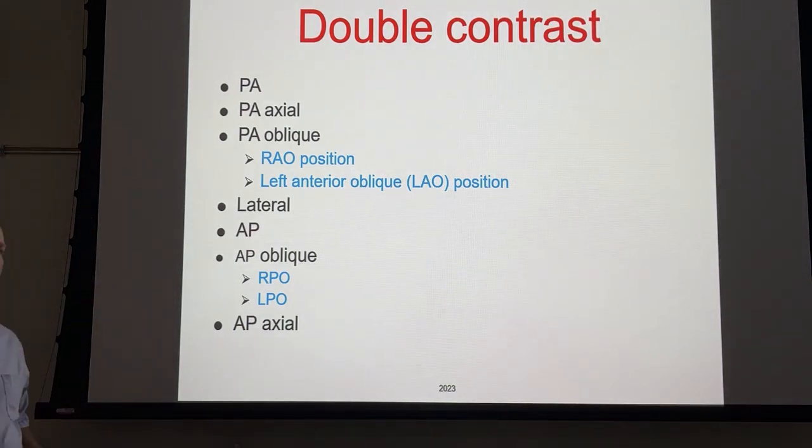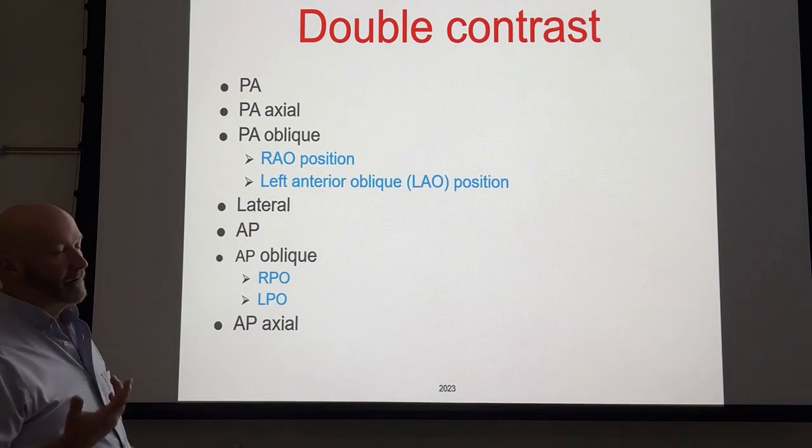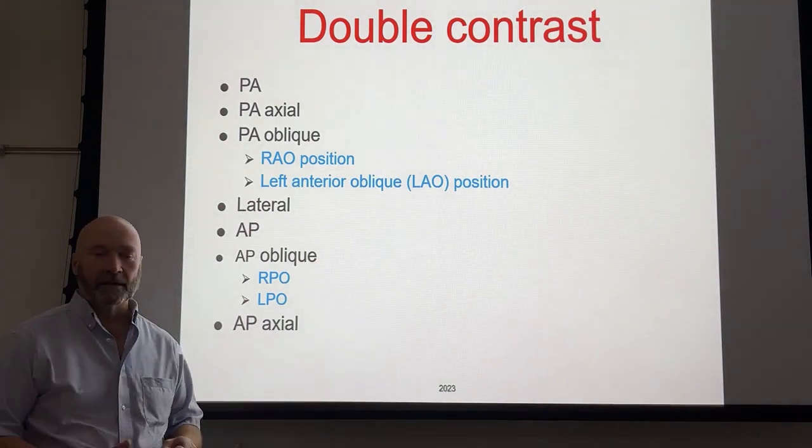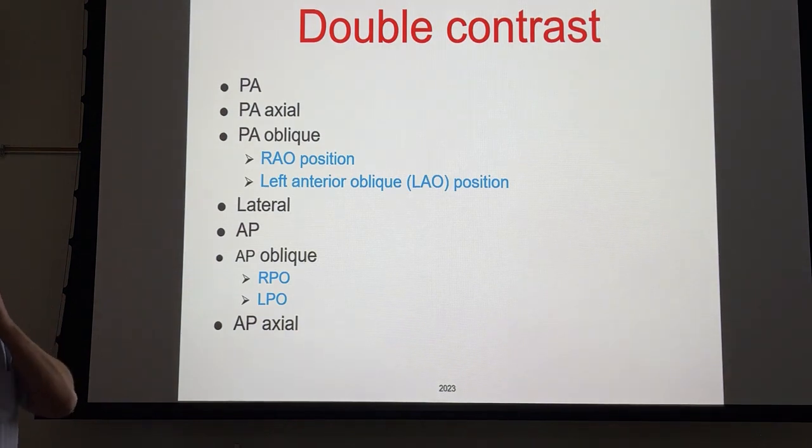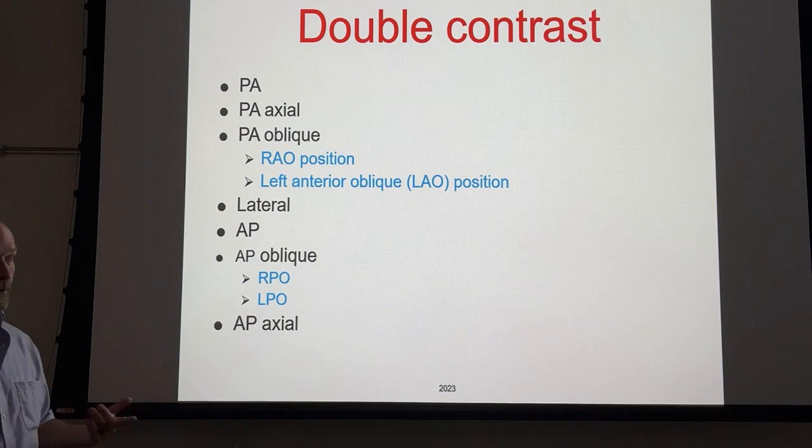We see a lot of diverticula in the colon. We see quite a bit of colitis in the colon. So we need to see that mucosal lining well. So in a lot of cases, we're going to be doing double contrast.